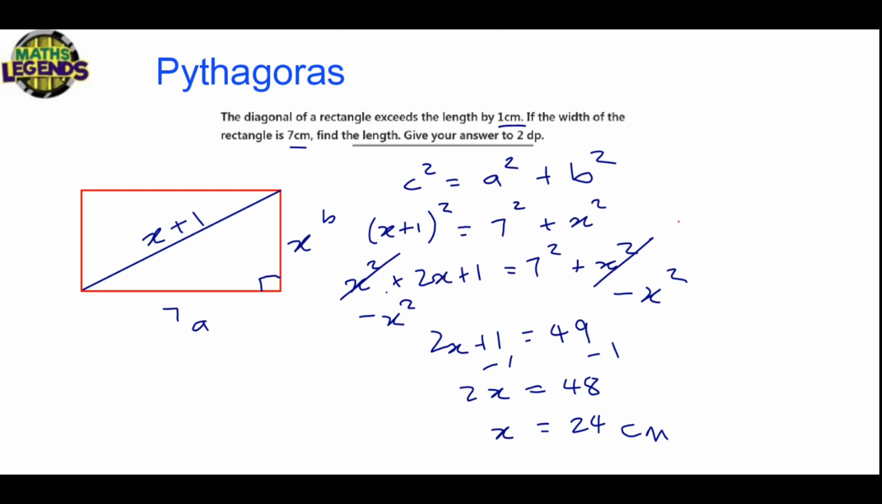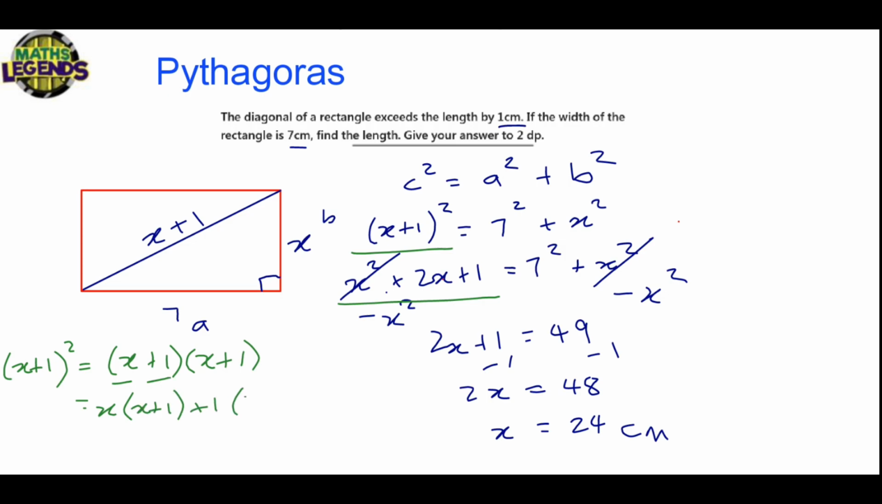Now, as an aside, how did I get from x plus 1 squared to x squared plus 2x plus 1? So x plus 1 squared is the same as x plus 1 multiplied by itself. And then we take the first term from the first bracket, x, and multiply it through the second bracket. And then we take the second term and we multiply that through the second bracket. So now we need to multiply through into each term.